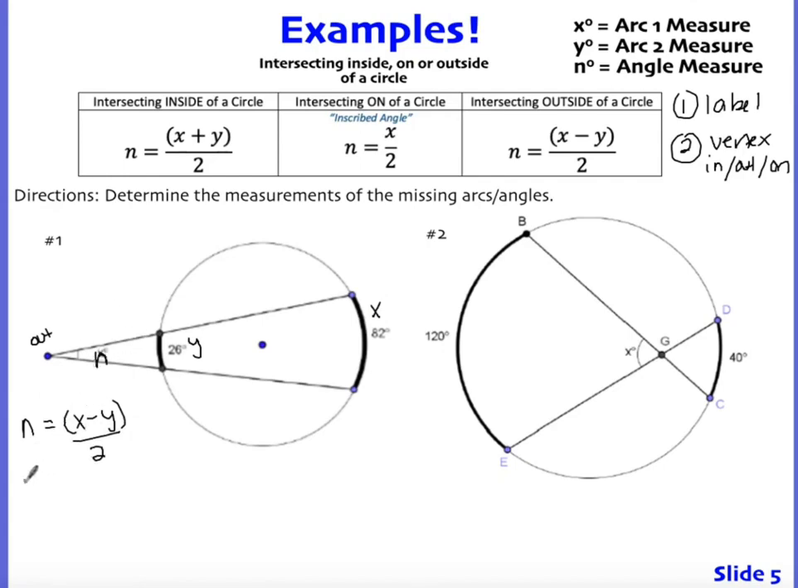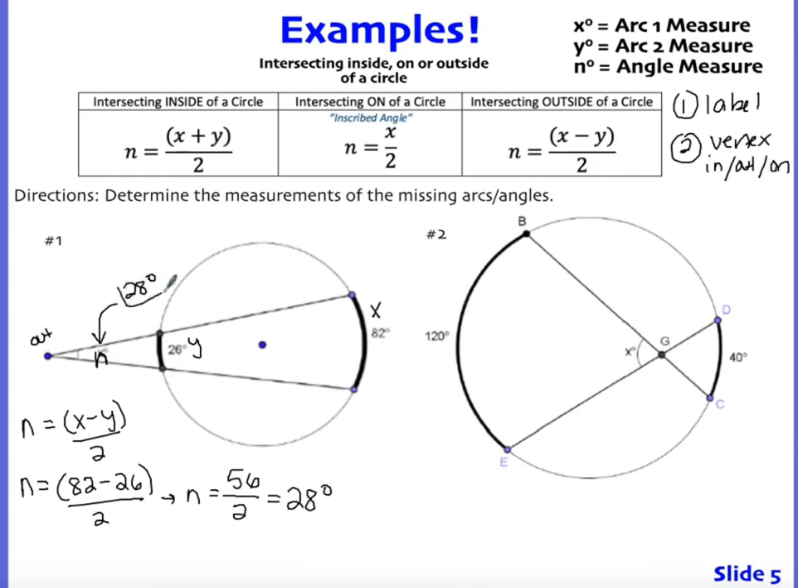So n, we don't know what n is, so n is going to stay right here. We know x is 82, so this is 82 minus y is 26, and we divide by 2. So when we continue that on, 82 minus 26 is going to give us 56, and 56 divided by 2 is going to give us 28 degrees. So this 28 degrees represents that missing angle, and that would be our answer.